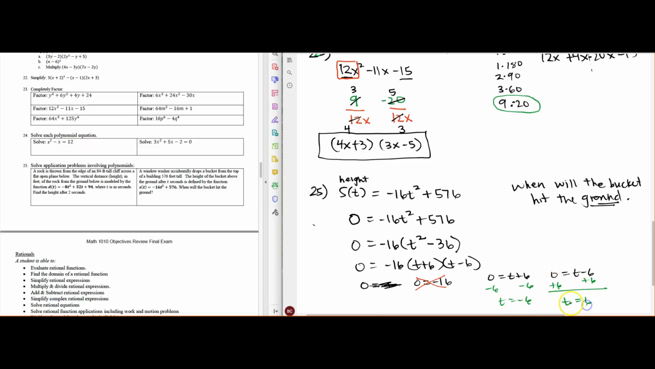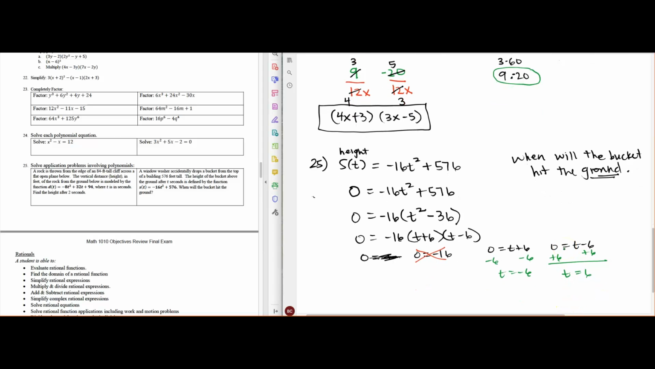But are both of those good answers for what we're trying to find? What does t represent? Second. Time. Yeah. So again, you got to see that that is no good. We can't have negative time. So our answer is just going to be 6 seconds. So it's going to take 6 seconds for it to hit the ground. That's what we're finding there.